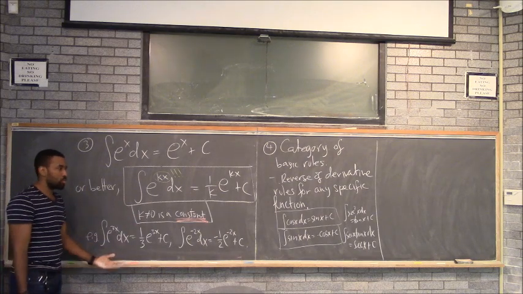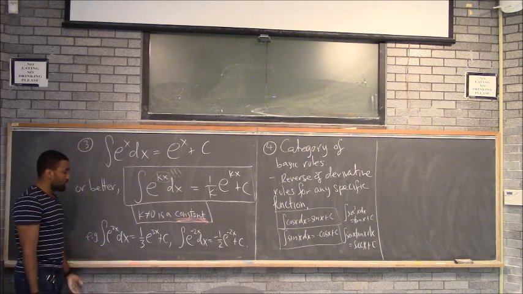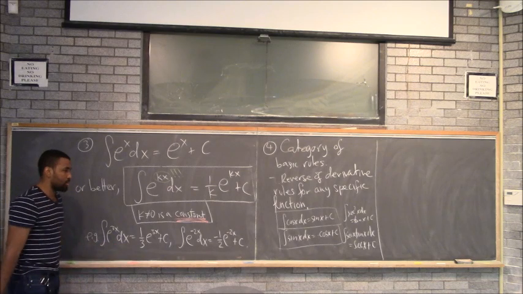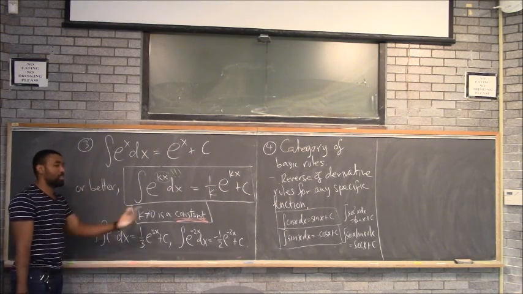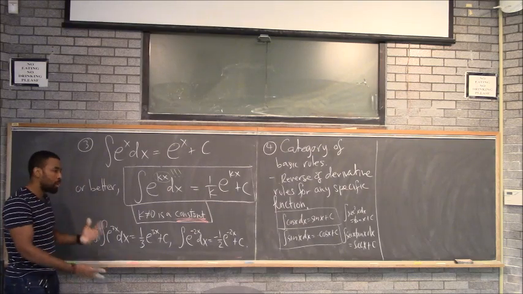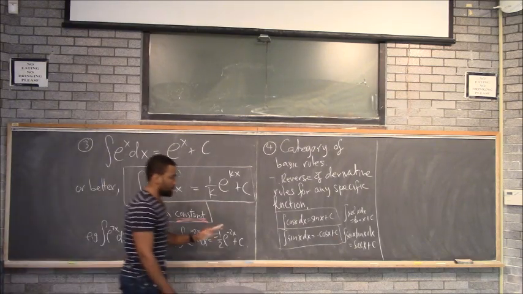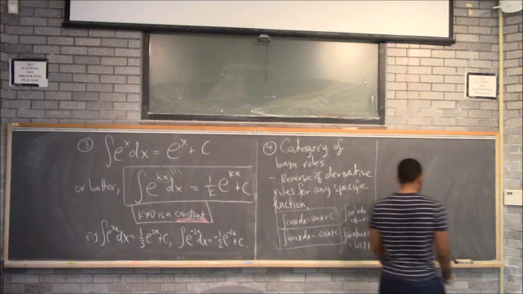See if it looks like a basic rule. If it doesn't look like a basic rule, can I simplify it to look like a basic rule? If I can't do that, then I think of something else. Maybe a substitution, maybe integration by parts, maybe something else. And there's a list of steps that you want to go through.